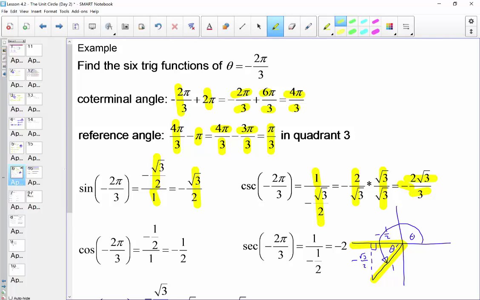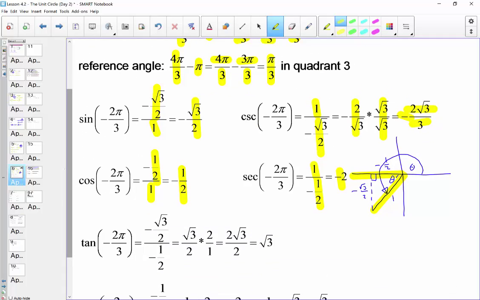Next, we have the cosine of negative 2 pi over 3, which equals our adjacent side, negative 1/2, over our hypotenuse, 1, which simplifies to negative 1/2. The secant of negative 2 pi over 3 equals our hypotenuse over our adjacent side, negative 1/2, which simplifies to negative 2.